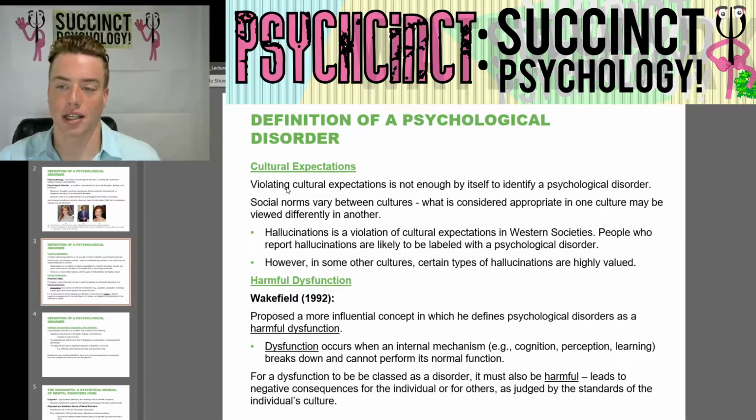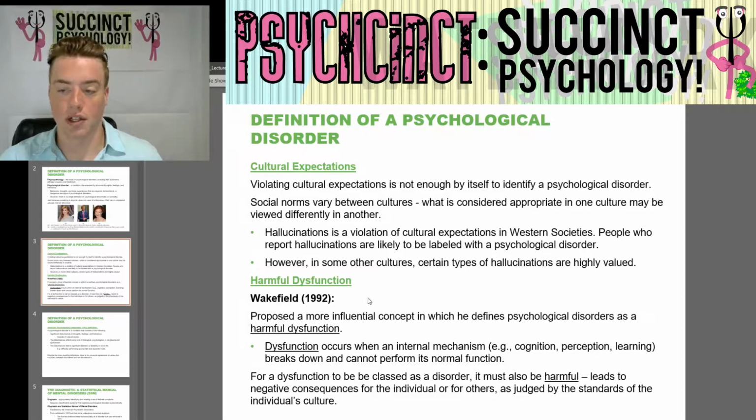Definition of psychological disorder continued. We have cultural expectations. Violating cultural expectations is not enough by itself to identify a psychological disorder. Social norms vary between cultures, so what is considered appropriate in one culture may be viewed differently in another. Hallucinations are a violation of cultural expectations in Western societies. People who report hallucinations are likely to be labeled with a psychological disorder. However, in some other cultures, certain types of hallucinations are highly valued.